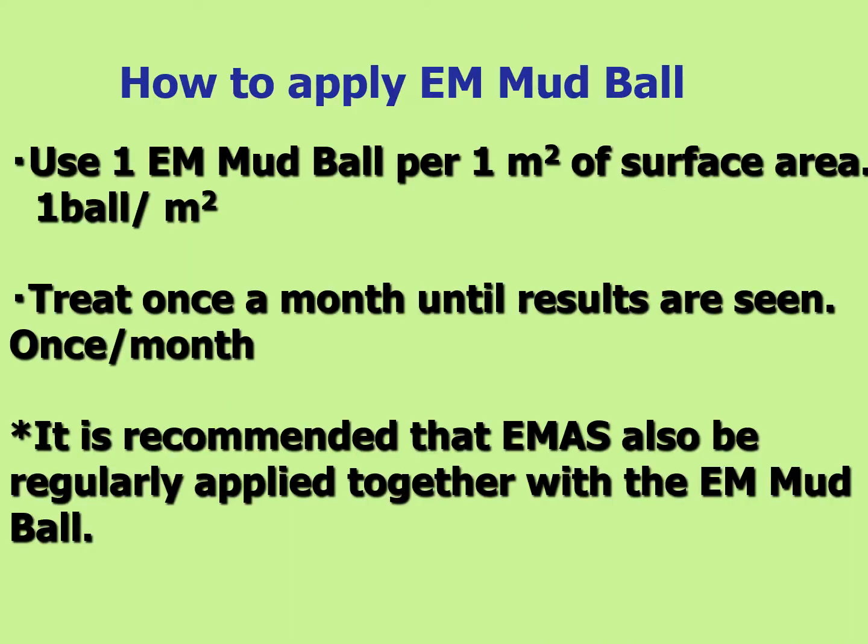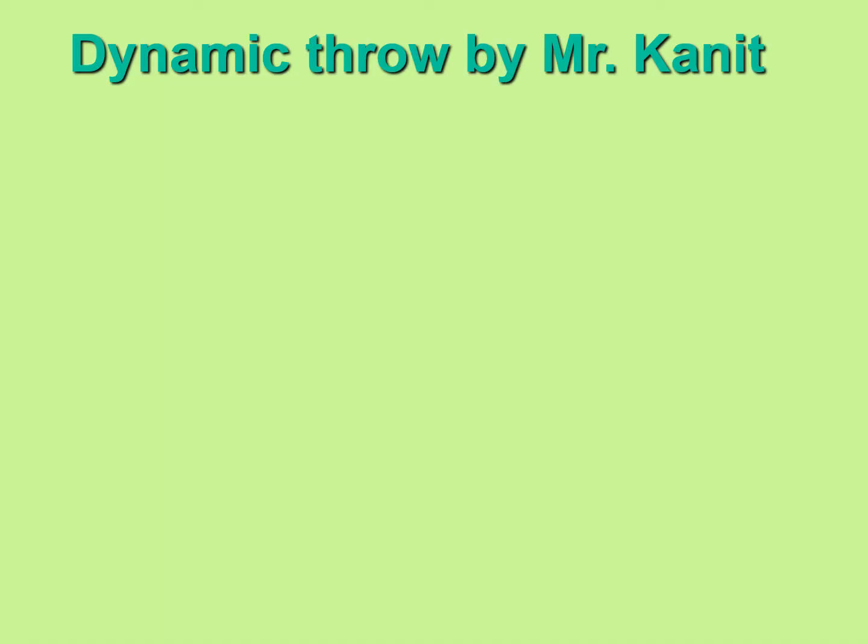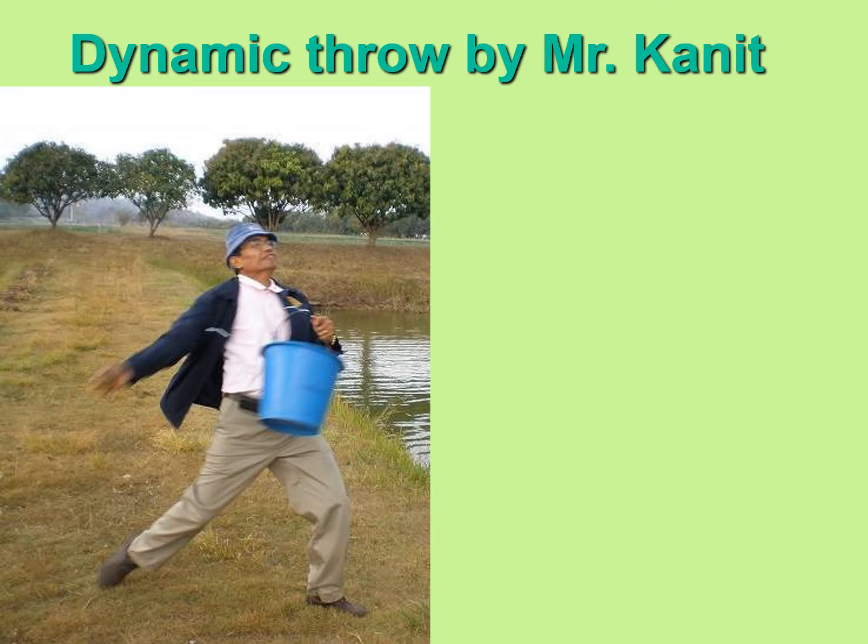How to apply EM mothball? Use 1 EM mothball per 1 square meter of surface area. Treat once a month until results are seen. It is recommended that EMAS also be regularly applied together with the EM mothball. You can see here that fishes really like the EM mothball and dynamics row by Mr. Ganit like here.